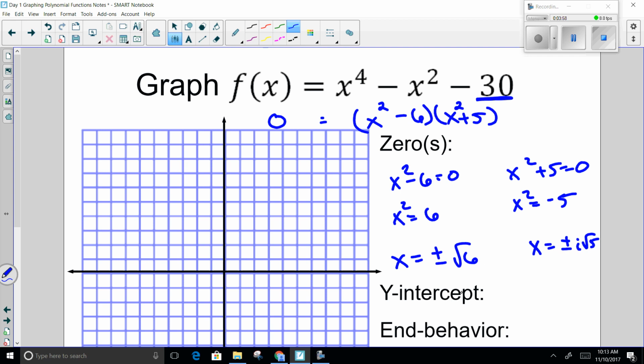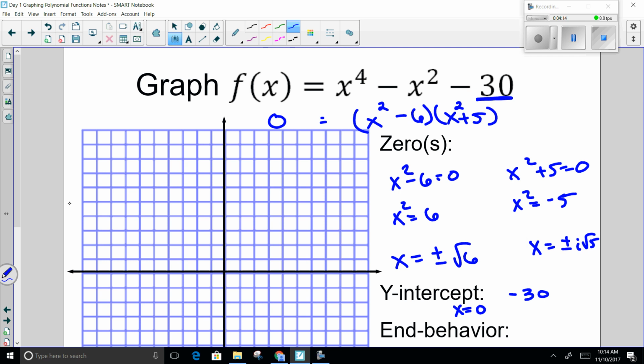The next thing we're going to want to do is find the y-intercept. The y-intercept is the constant. A y-intercept is when x equals 0. If you plug 0 in for x here, you plug 0 in for x here, you're going to get negative 30. Okay, so the y-intercept is negative 30.